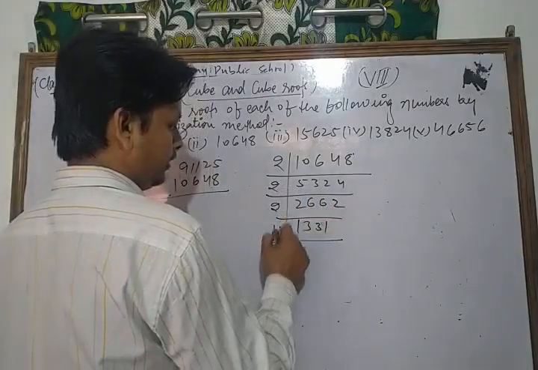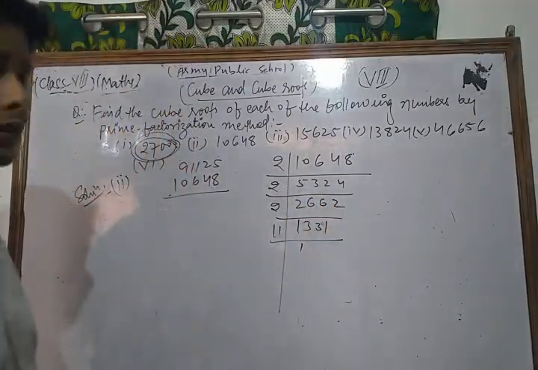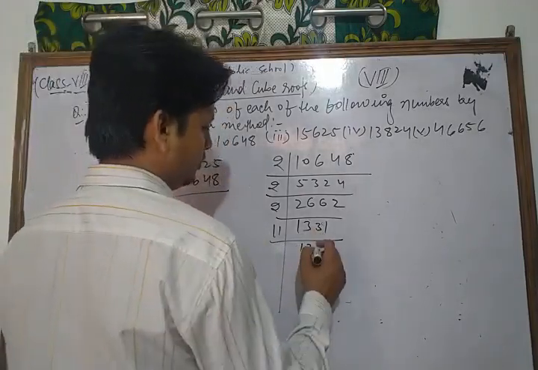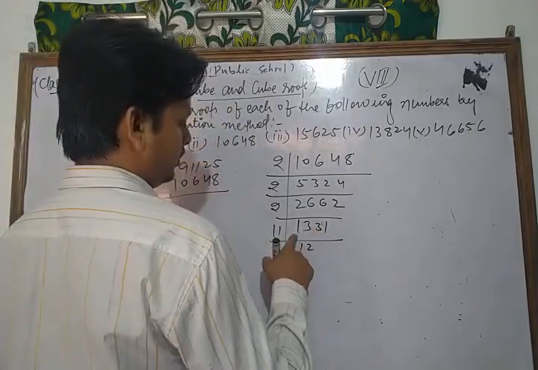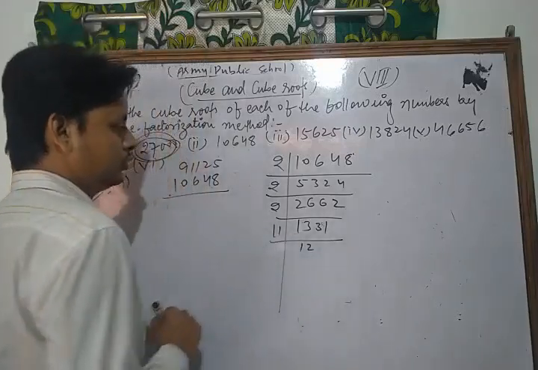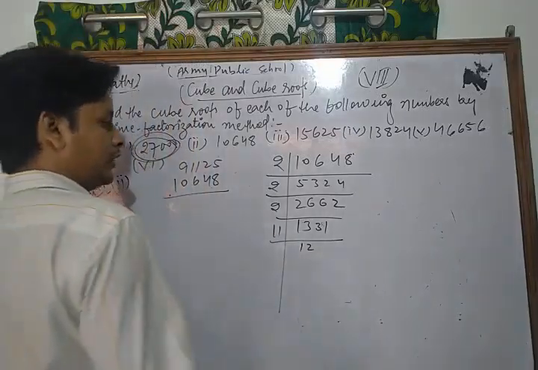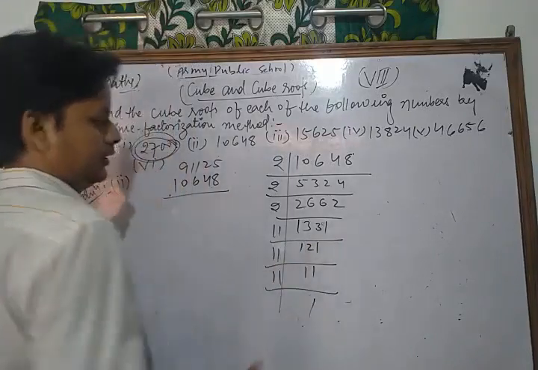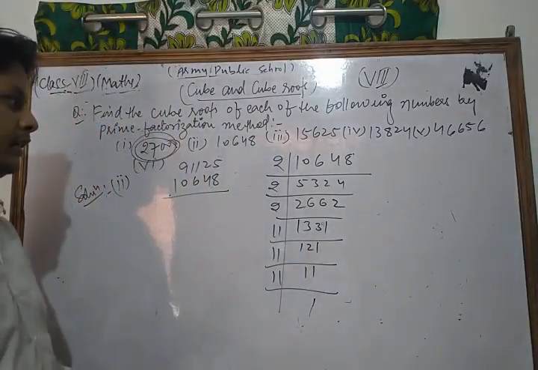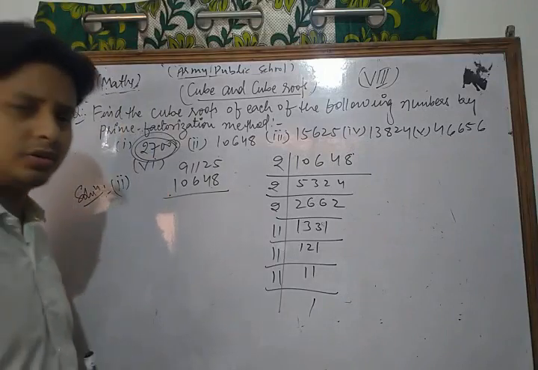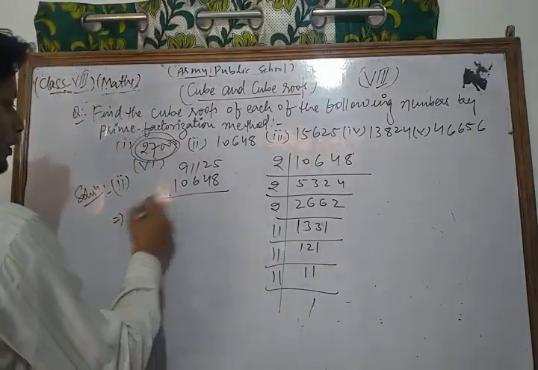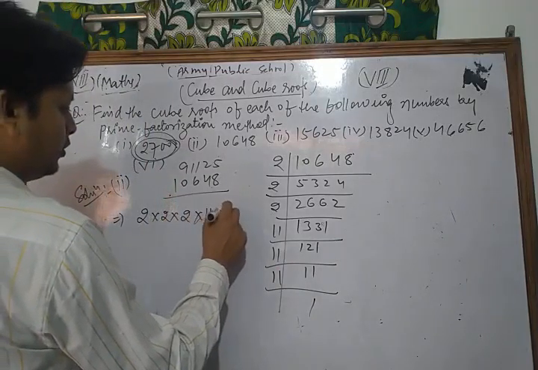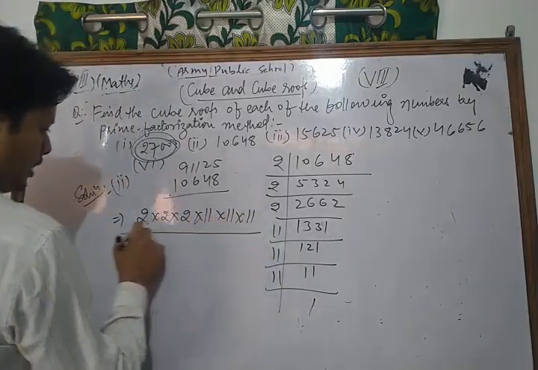Now by 11: 11 1s are 11, carry 2, 11 2s are 22, carry 1, 11 1s are 11. Now again by 11. So in this way, dear students, we can write 2 into 2 into 2 into 11 into 11 into 11.